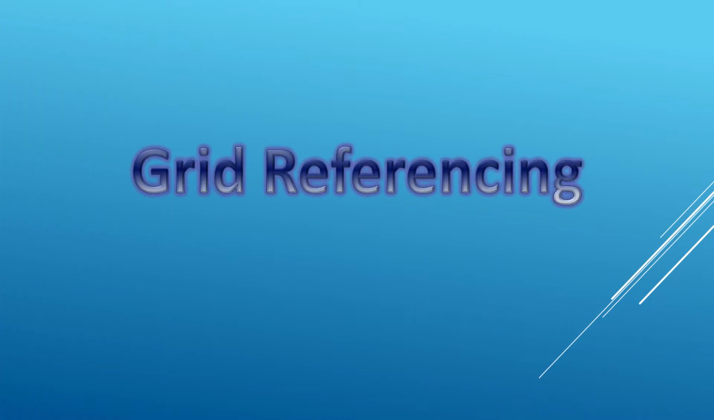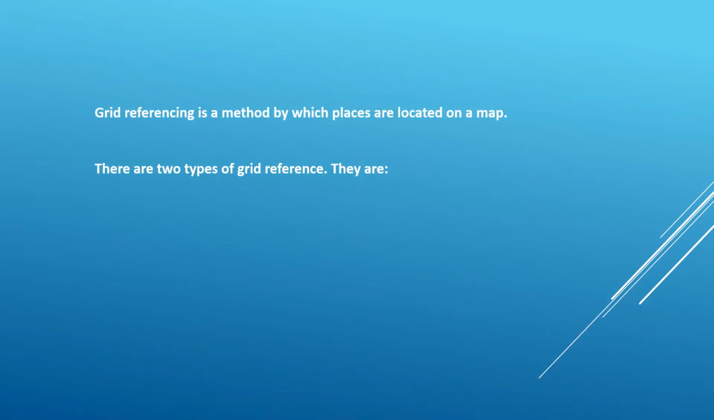Good day, students. Today we'll be looking at grid referencing, which is a technique that we use in map skills to locate places. There are basically two types of grid referencing, 4-figure and 6-figure grid referencing.